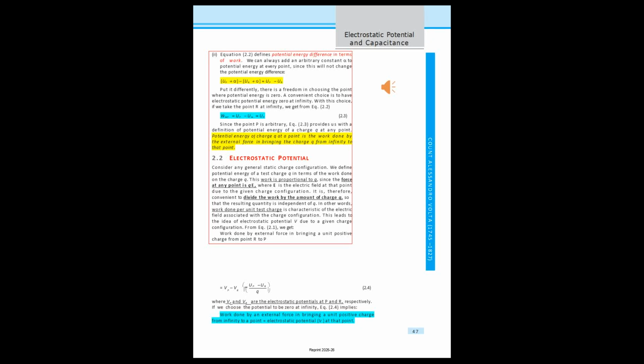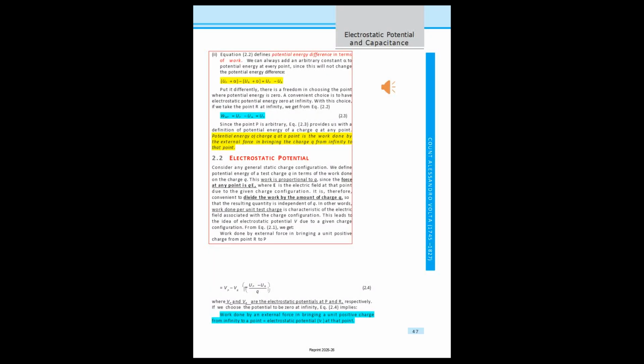We define potential energy of a test charge Q in terms of the work done on the charge Q. This work is proportional to Q, since the force at any point is QE, where E is the electric field at that point due to the given charge configuration. It is, therefore, convenient to divide the work by the amount of charge Q, so that the resulting quantity is independent of Q. In other words, work done per unit test charge is characteristic of the electric field associated with the charge configuration. This leads to the idea of electrostatic potential V due to a given charge configuration.